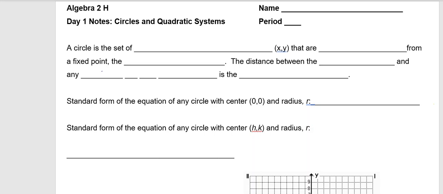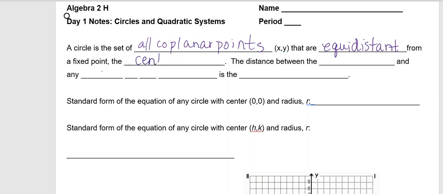What is a circle? A circle is the set of all coplanar points (x, y) that are equidistant from a fixed point called the center of the circle. The distance between the center of the circle and any point on the circle is the radius, of course.